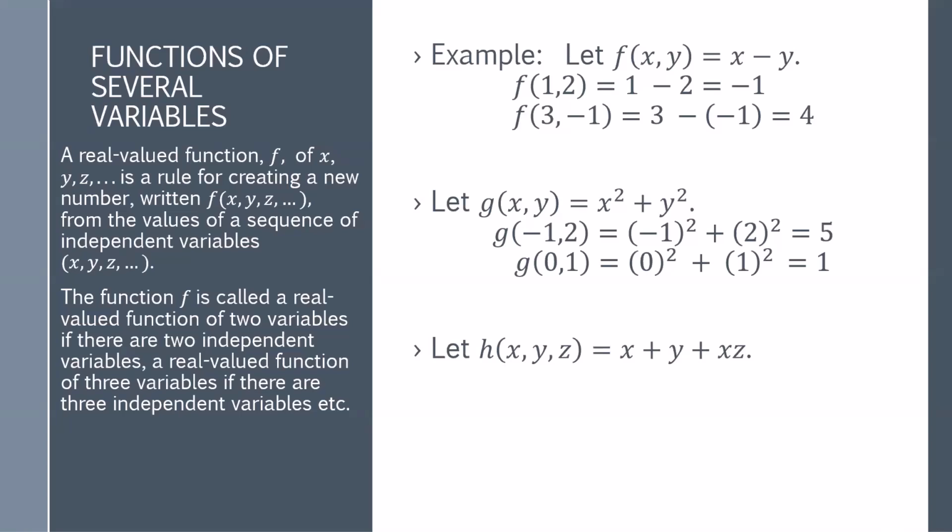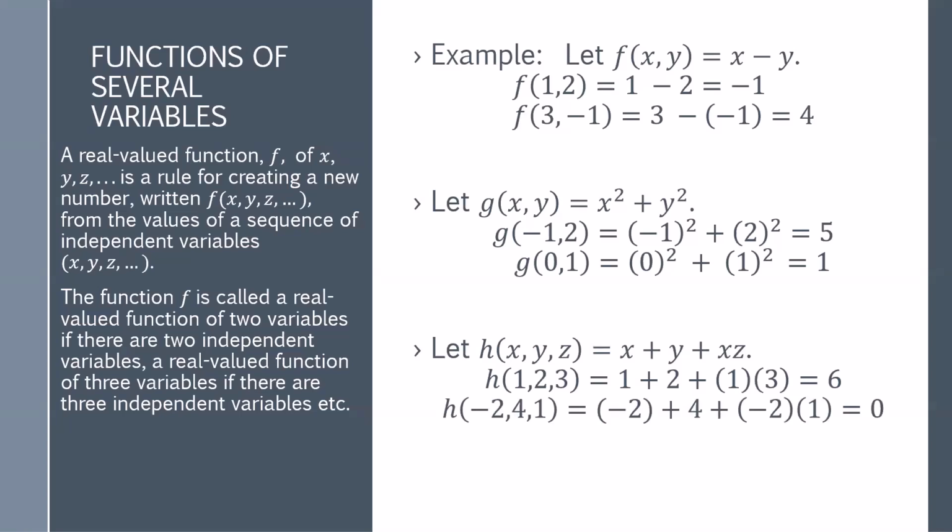H is a function of three variables, here x, y, and z. H of x, y, and z is x plus y plus xz. If we plug in the numbers 1, 2, and 3, we get 1 plus 2 plus 1 times 3, or 6. If we plug in negative 2, 4, and 1, we get negative 2 plus 4 plus negative 2 times 1, or 0.